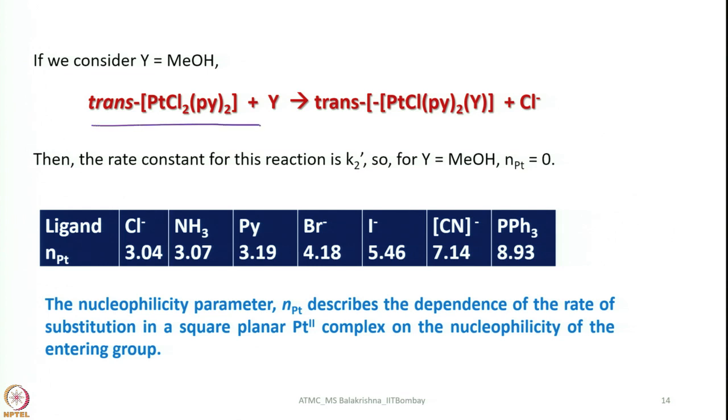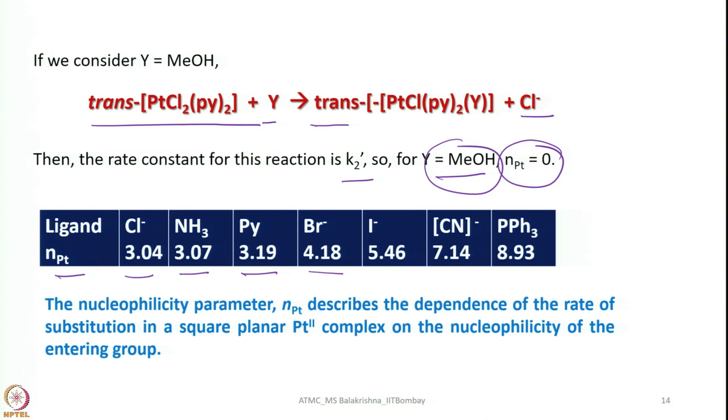If you consider Y as a solvent molecule such as methanol. In this reaction, if you take for example the dipyridyl dichloroplatinum trans compound and add Y, what we are getting is a trans compound here and Cl goes off. So, we are getting a compound of this type. Now the rate constant for this reaction is k2 prime. So, for Y equals the solvent, n_Pt would be 0. You can go back and use this one, you will come to know. Now, for the various ligands I have given the nucleophilicity factor here: for chloride 3.04, NH3 3.07, pyridine 3.19, and bromide 4.18.